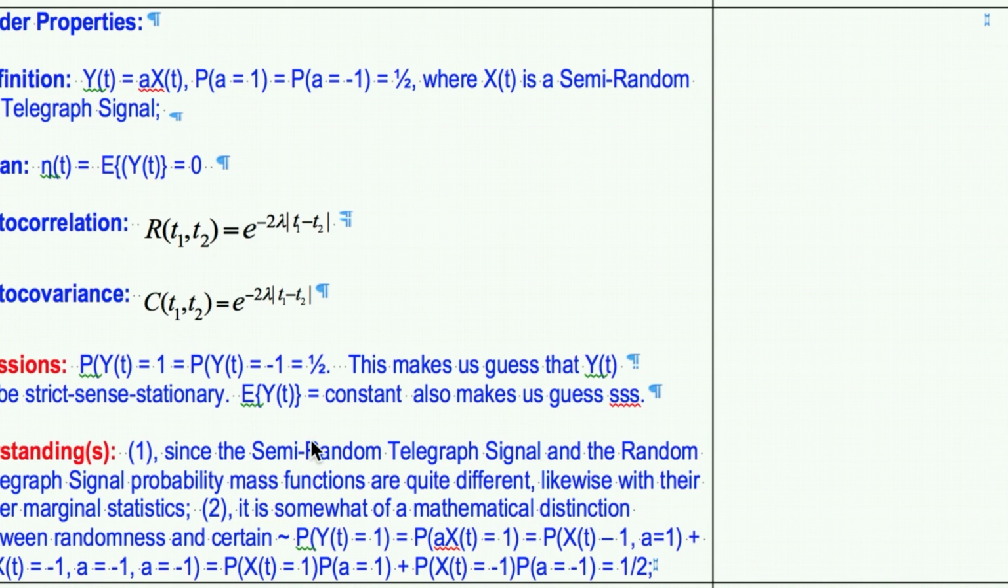Understanding 1: the semi-random telegraph signal and the random telegraph signal probability masses are quite different. Likewise, is there other marginal statistics? Understanding 2, in somewhat of a mathematical distinction between the two, between randomness and certainty: the probability that y of t equal to 1 is equal to the probability that a equal to 1 times the probability that x of t equal to 1, plus the probability that a equal to minus 1 times the probability that x of t equal to minus 1, and all this is equal to the probability of 1/2.